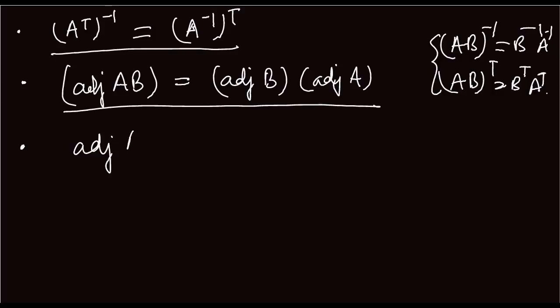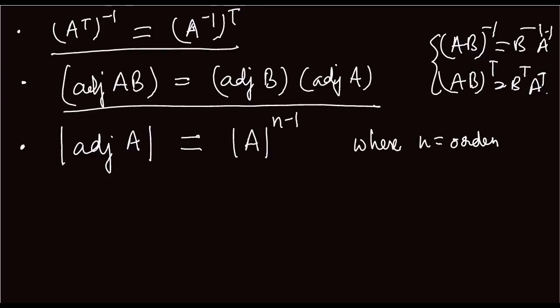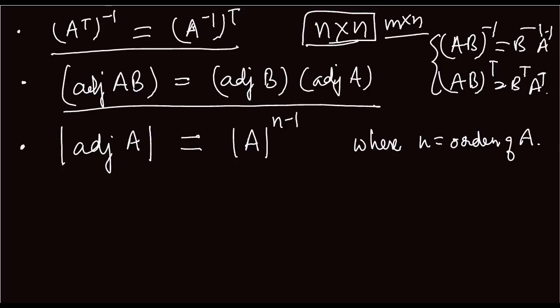Then the third property about adjoint: the modulus or determinant of adjoint A is mod A to the power n minus 1, where n is what? n is equal to the order of A. Okay, n cross n, so n is the order. We always talk about n cross n or n cross m in case of matrices. Like if you calculate inverse, you can only calculate the inverse of an n cross n or m cross m matrix. The order should be the same, cross K anything, 1 cross 1, 2 cross 2, 3 cross 3, anything.